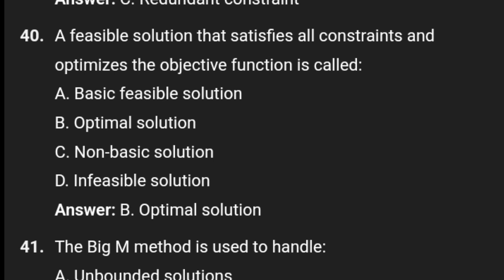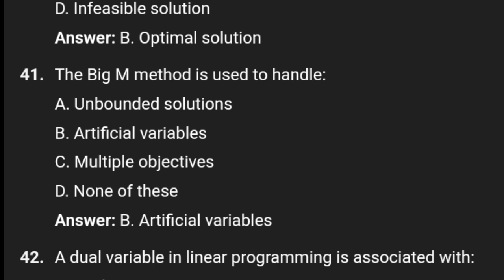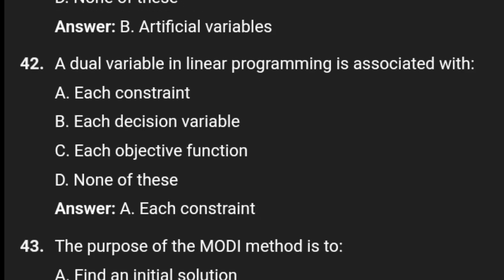Optimal solution. 41. The Big M method is used to handle: A. Unbounded solutions, B. Artificial variables, C. Multiple objectives, D. None of these. Answer: B. Artificial variables. 42. A dual variable in linear programming is associated with: A. Each constraint, B. Each decision variable, C. Each objective function, D. None of these. Answer: A. Each constraint.